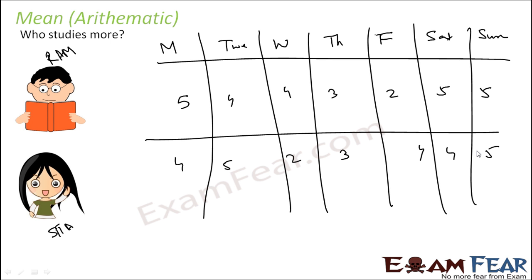Now the question is, who studies more? Looking at the data, it is very difficult to say, right? Some day Ram is studying 5 hours, some day Sita is studying 5 hours. It's very difficult to say. So let's find the average.